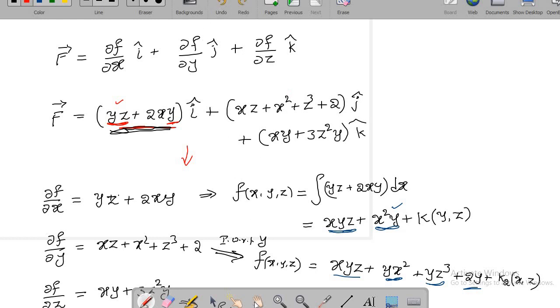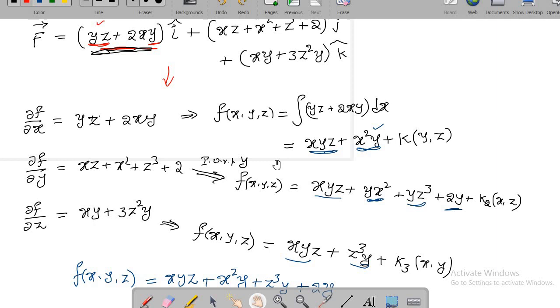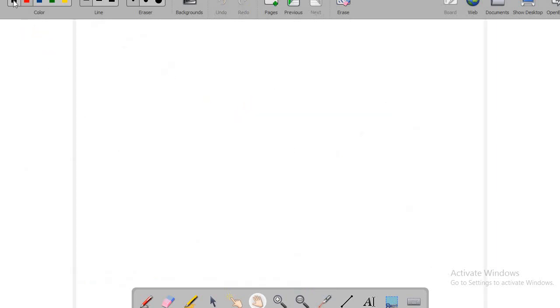Okay, to understand it better, we should construct conservative vector fields. We should write some examples of conservative vector fields. From that, you can easily identify whether it is conservative or not. And of course, you can easily derive what the scalar function is. Okay, let me construct some example.